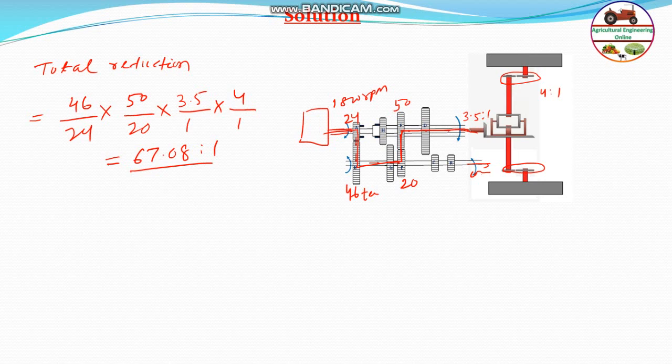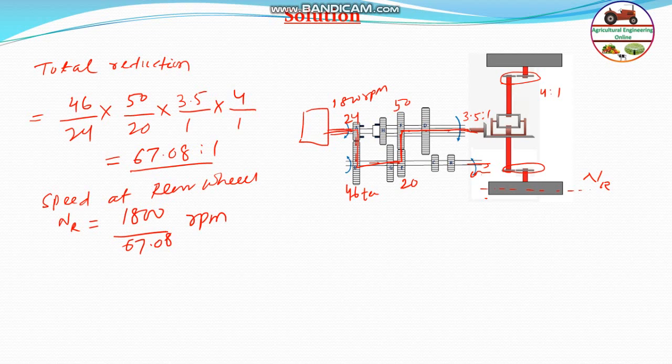The engine speed is given as 1800 rpm, at the input shaft. Therefore, the speed at the rear wheels, let it be nr, will be equal to 1800 divided by 67.08 rpm. This is the speed at each wheel. The differential is engaged in this case, and the diameter is given as 1.2 meter for each rear wheel.